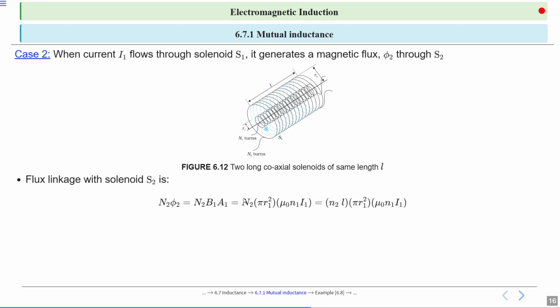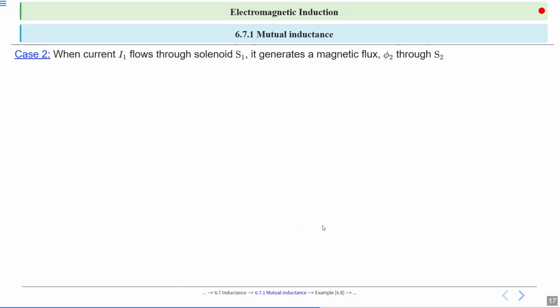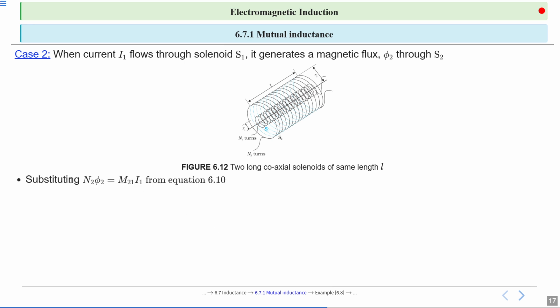Now N2 will be small n2 into L. So pi R1 square mu naught n1 I1. Now clubbing all the things, N2 phi 2 will be equal to mu naught n1 n2 pi R1 square L I1. So substituting N2 phi 2 equal to M21 I1 from equation 6.10. The 6.10 equation was N2 phi 2 equal to M21 I1.